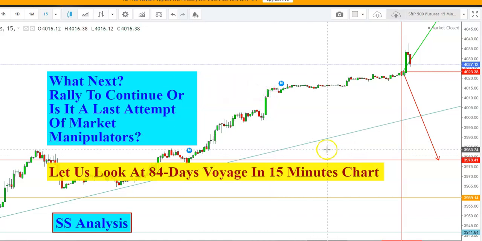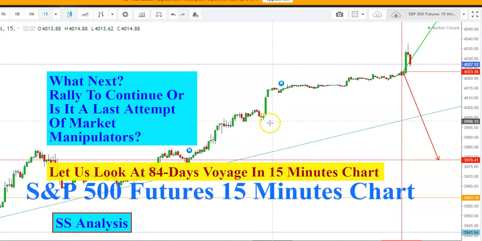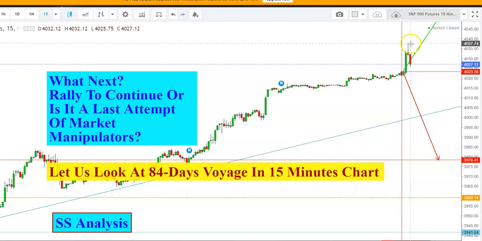So let us start the day to analyze the movements of Nifty and Bank Nifty in different time frames. So friends, here first of all I would like to show you the movements of S&P 500. Here you can see that the S&P 500 futures have tested a lifetime high at 4037 on April 2nd, 2021, and after testing this high finally closed the week at the levels of 4027.